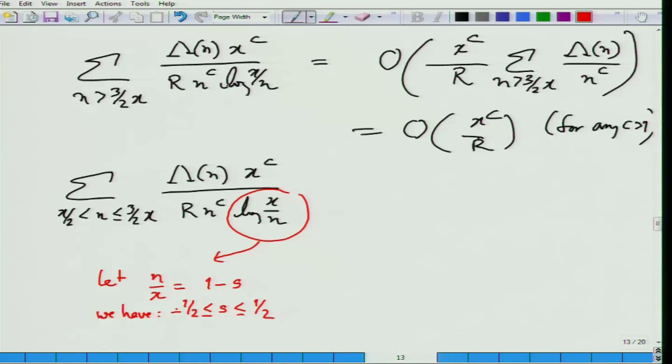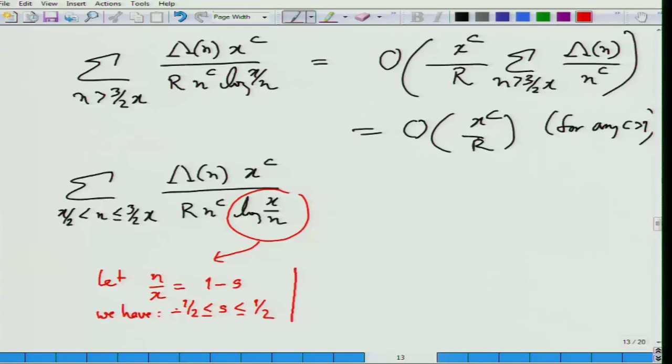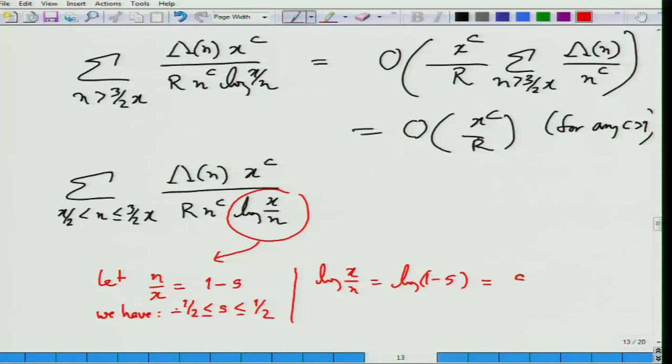It does not matter actually, here just by changing the sign you can replace log x by n by log n by x, it is fine. Okay. Now, also for this, once you do this, log x by n is the same as log 1 minus s, and what is log 1 minus s, that is a standard power series for this, which is s plus s square by 2 plus s cube by 3 plus and so on, right.